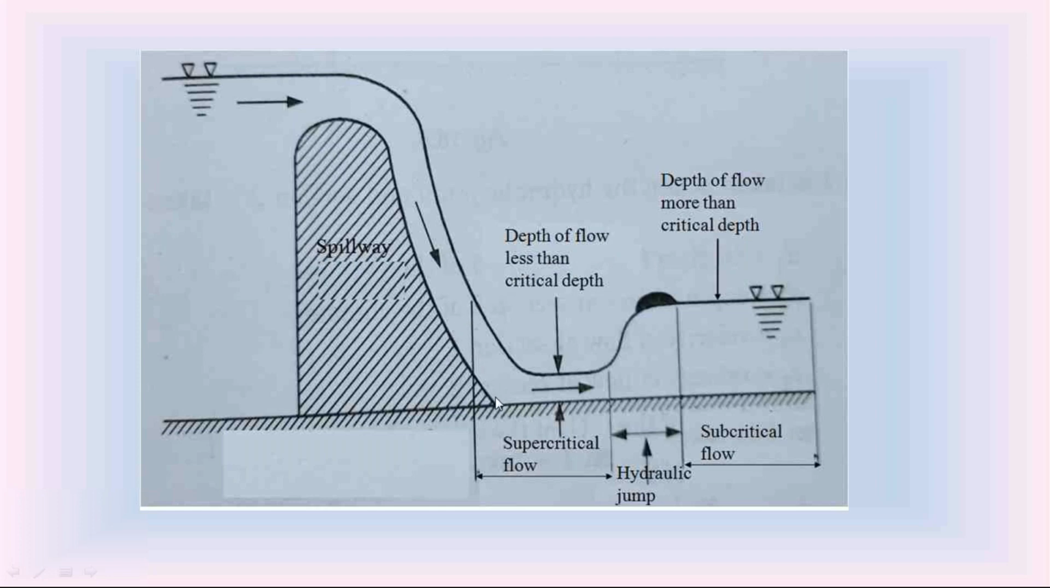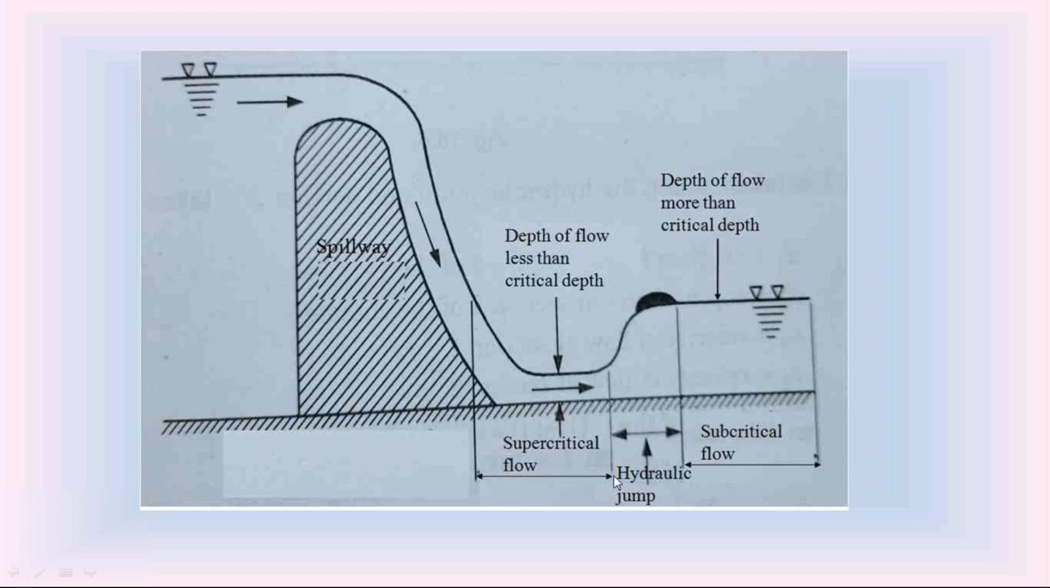At the bottom of the spillway, for a certain portion, the depth of water flow is less than the critical depth. When the depth of flow is less than the critical depth, the flow is called supercritical flow. But after some distance, the depth of flow in the open channel becomes more than the critical depth. We call that flow the subcritical flow.